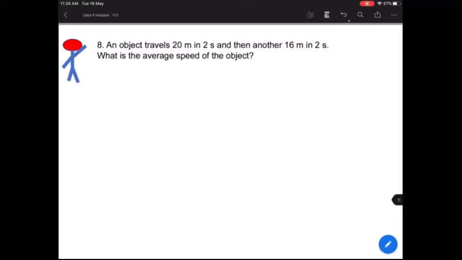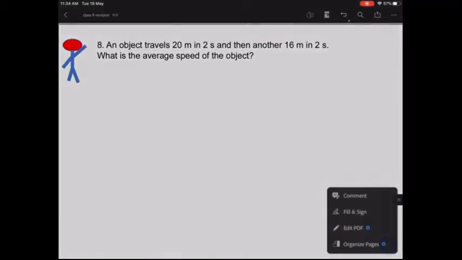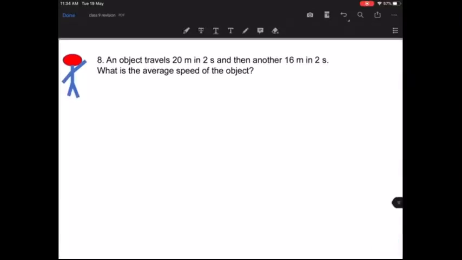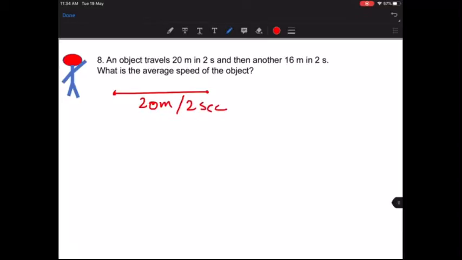Okay, now the question says an object travels 20 meters in 2 seconds and another 16 meters in 2 seconds. What is the average speed of the object? So let's first draw a diagram for the situation. The object starts at a point, reaches another point. This is 20 meters. It takes 2 seconds.